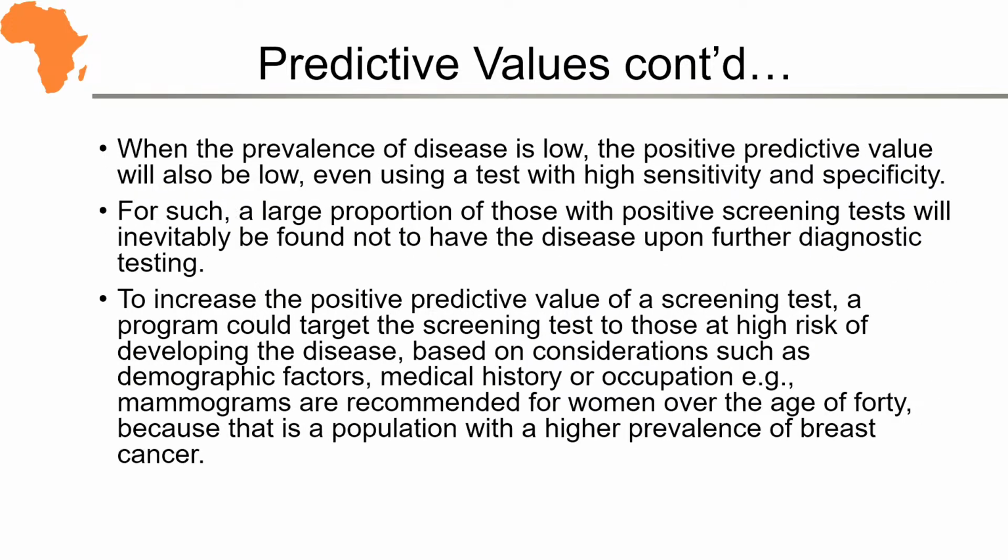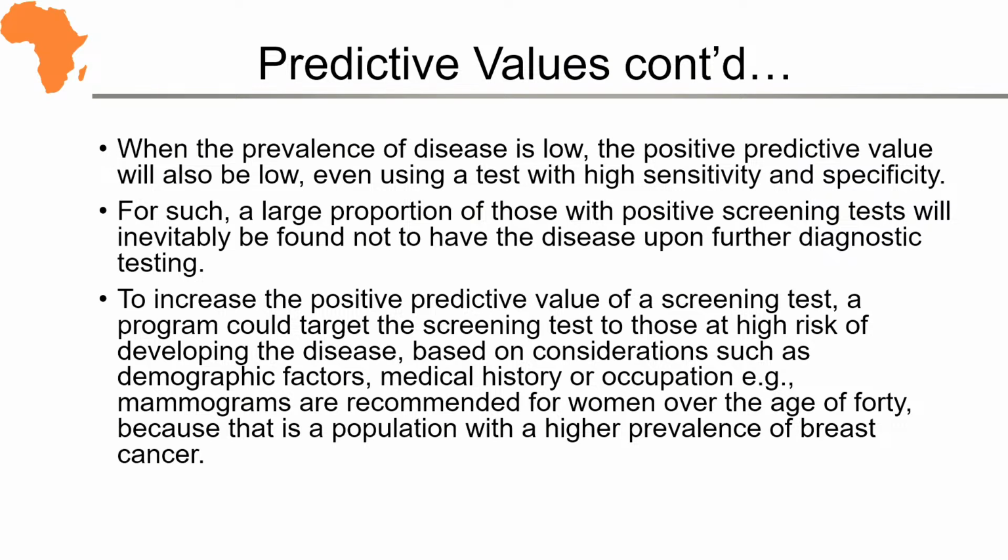We were there. So when the prevalence is low, the positive predictive value will also be low. We explained that, right? And you can get that even using a test with a high sensitivity and a high specificity. Such a large proportion of those with a positive screening test will inevitably be found out to be not having the disease. To increase the positive predictive value of a screening test, a program could target screening those with high risks. For instance, demographics.